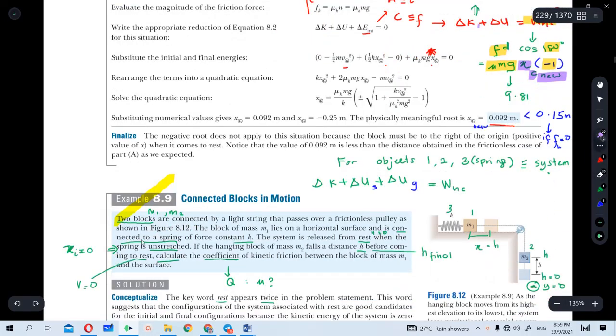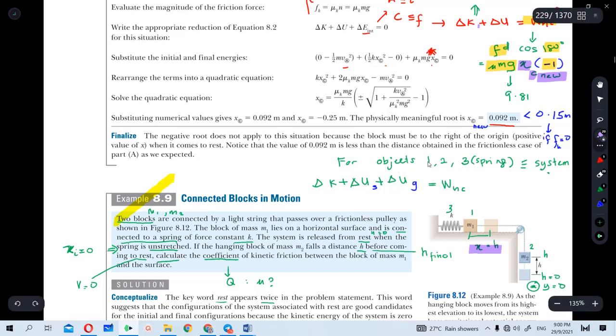Now in example 8.9, you are about to see there are two blocks move together simultaneously. So you will find that they would have similar value of displacement. Okay. For instance, you find that in the picture, if M2 falls down through H distance, and M1 should be displaced, bergerak sebanyak the same amount of height. Only that one is in the vertical and the other is in horizontal.